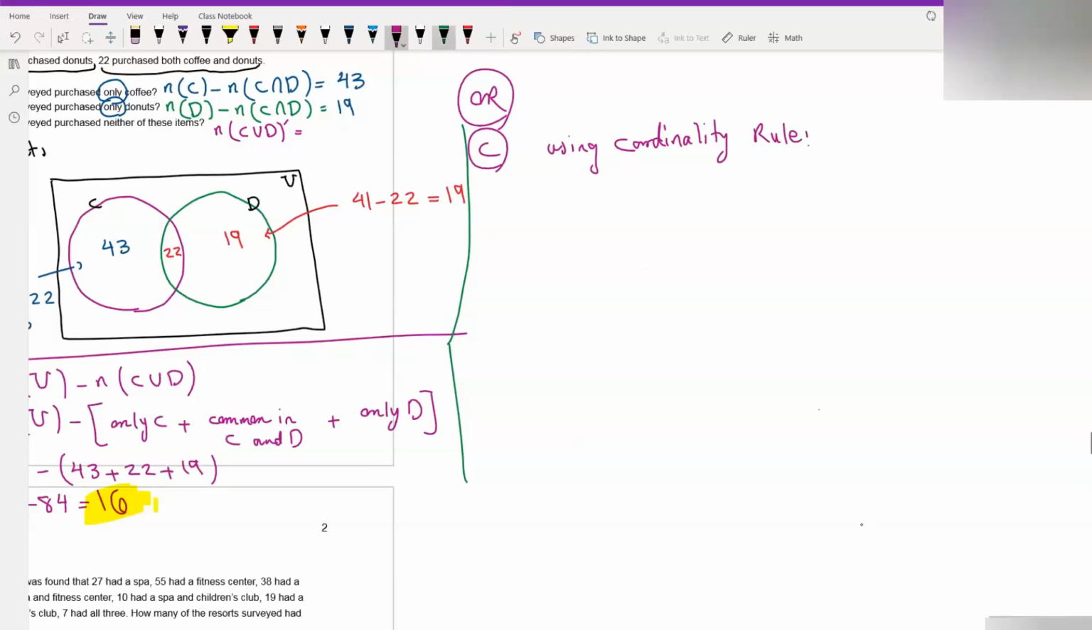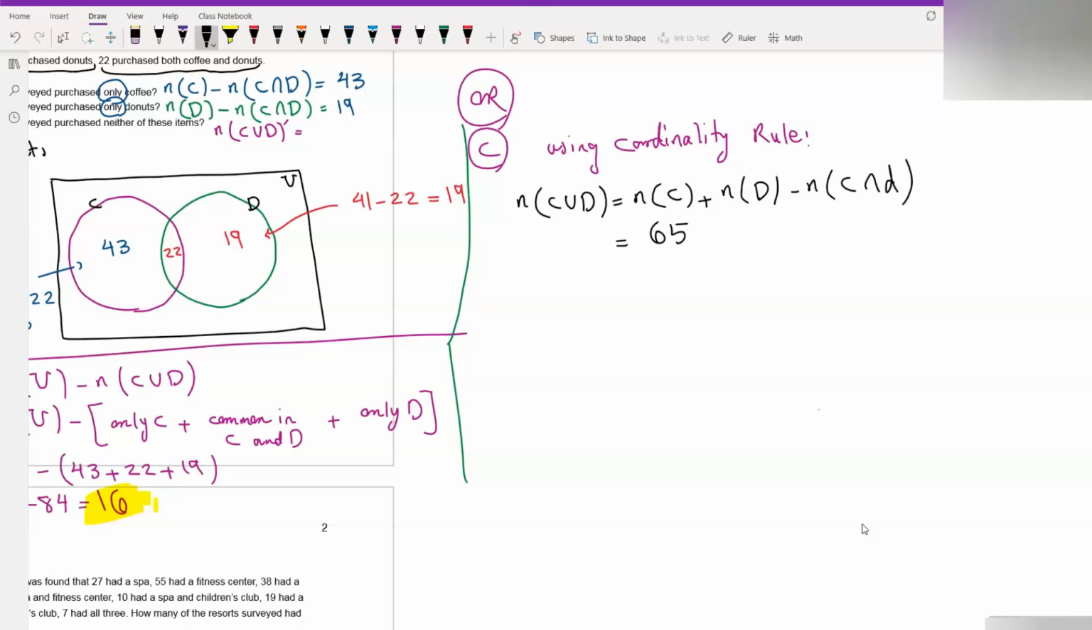Using the cardinality rule, first we have to find the number of elements in C union D. That is equal to the number of elements in C plus the number of elements in D minus the number of elements in the intersection part.